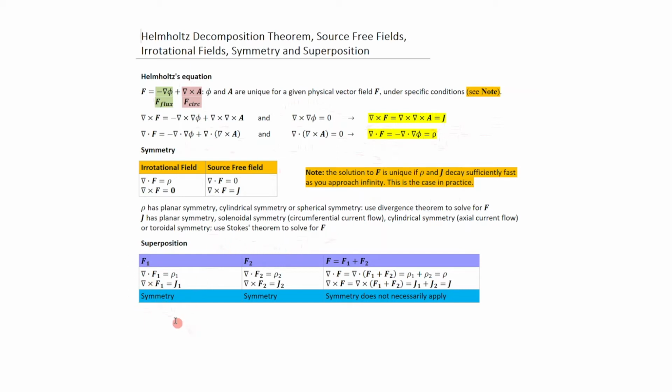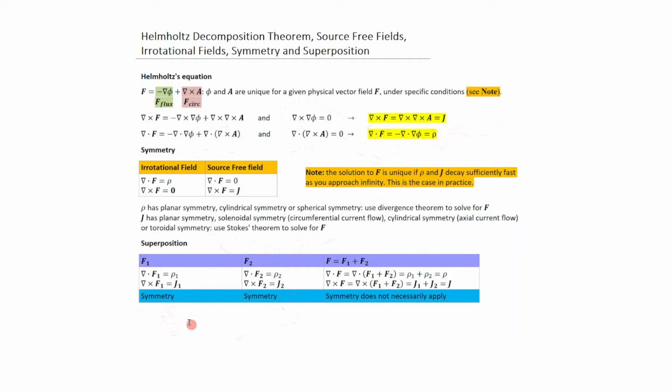If we have a symmetry problem where we know we can solve for F1 given a J1, and we have a second problem involving a current flux density, J2, and again because of symmetry we can solve for F2.